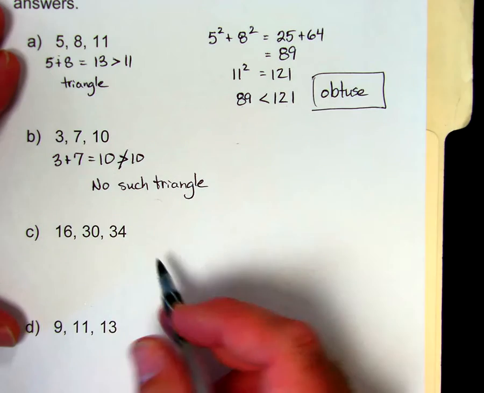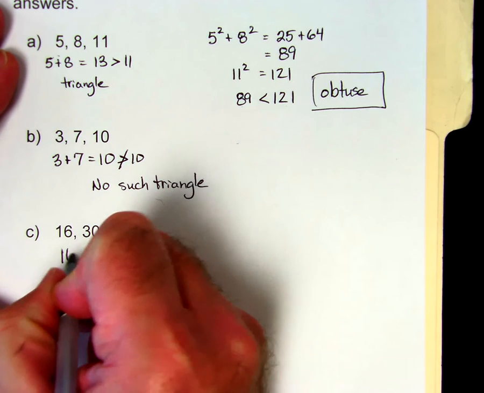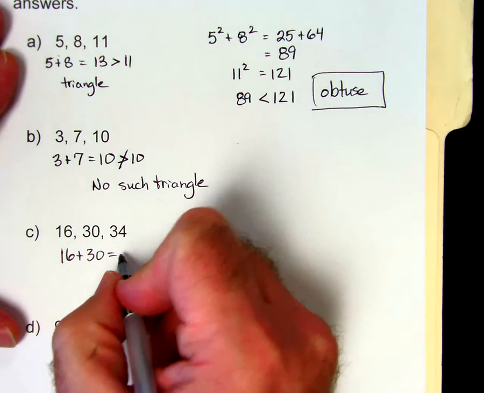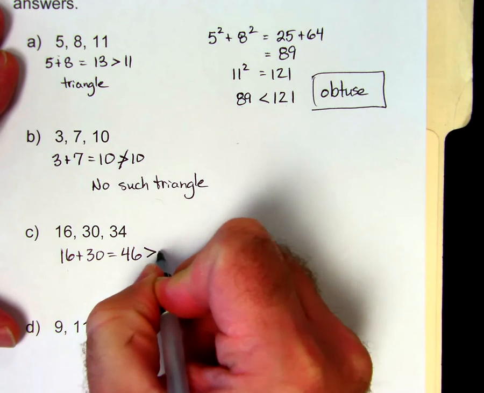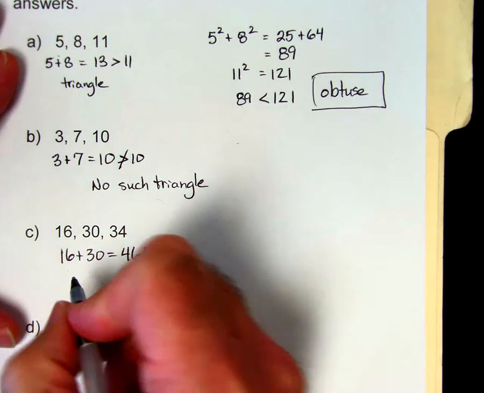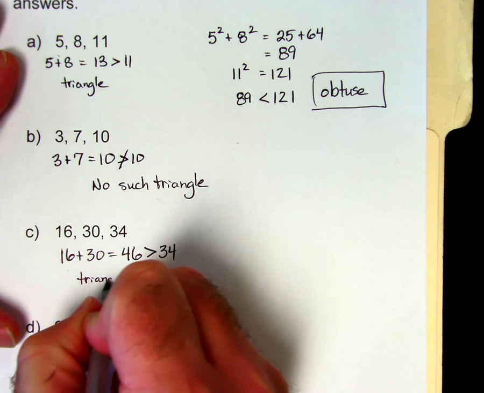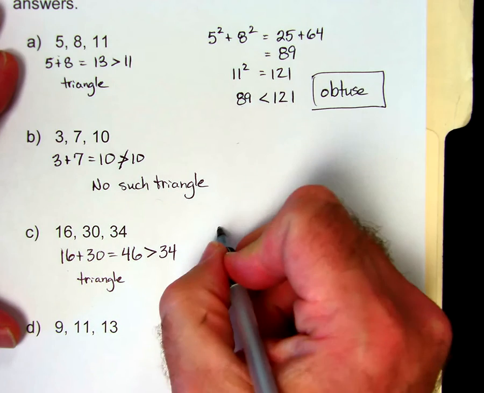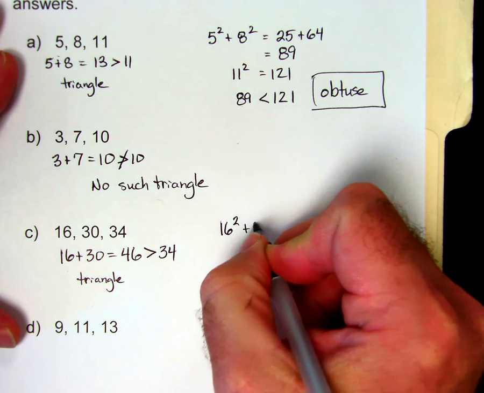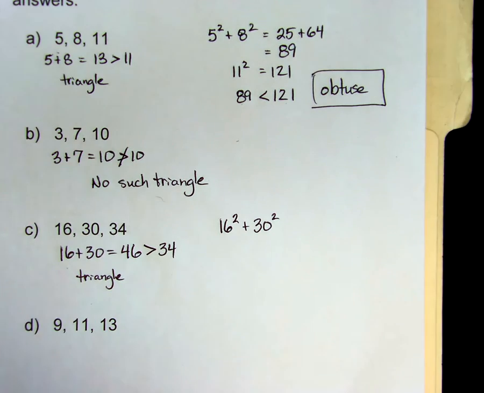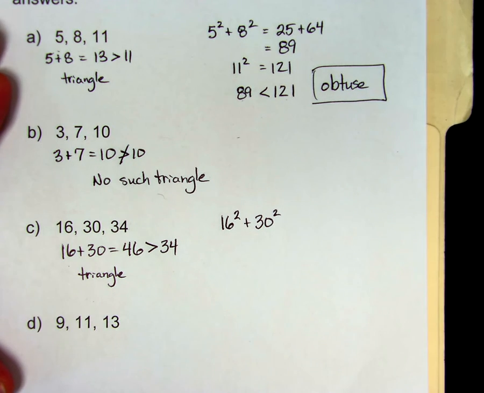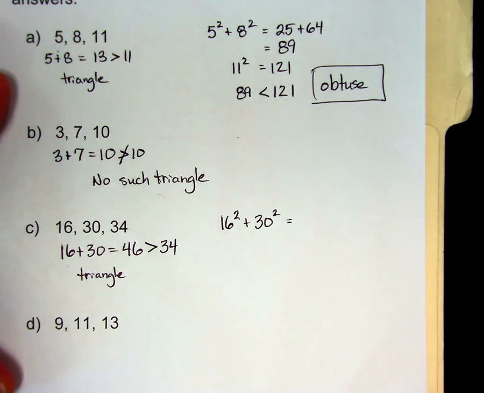On C, if I add the two shorter sides, 16 plus 30, I get 46. 46 is bigger than 34, so yes, we have a triangle. Let's see, 16 squared plus 30 squared. Remember, if it is a right triangle, the longest side would have to be the hypotenuse. I don't know whether or not this is a right triangle. I'm just trying to see.